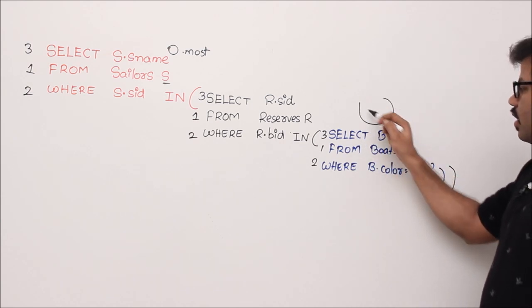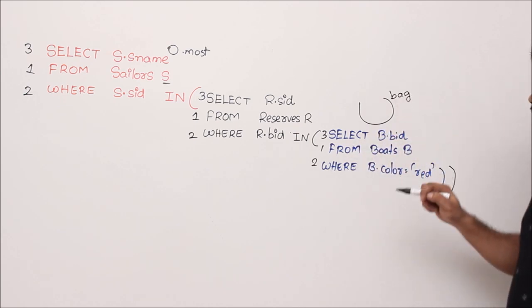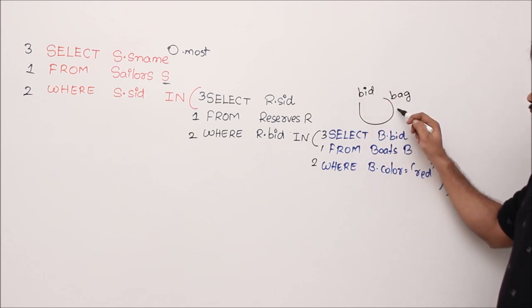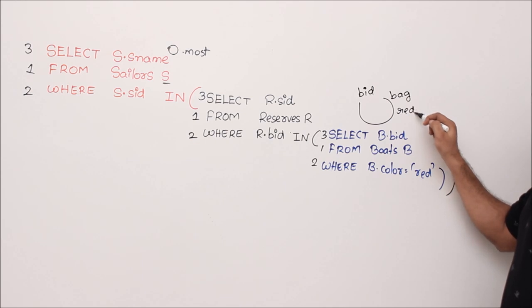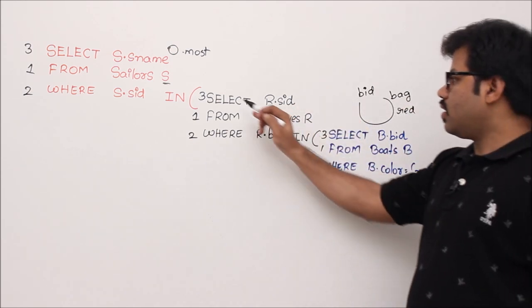So I can say that this query's result is a bag, right? What does that bag contain? That bag contains BIDs whose color is red. I can say: red color board IDs. Now we'll go to the next level, so we try to understand this one.